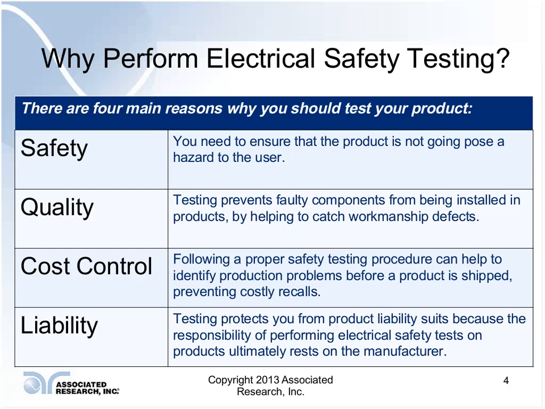Maybe a worker snips a piece of insulation. Maybe a piece of insulation gets caught in between 2 chassis points. These are all very possible scenarios that I have personally seen at sites. So it'll help you catch those defects on the way out the door. And then kind of falling in line with safety and quality, you have cost control. Following proper safety testing procedures can help identify production problems before the product is shipped, preventing a costly recall.